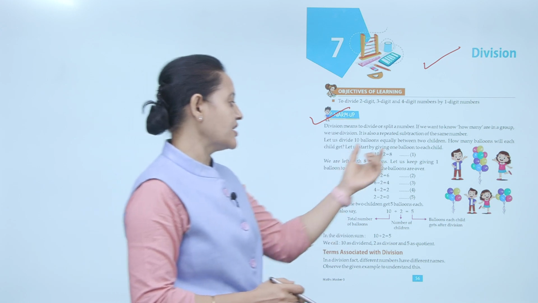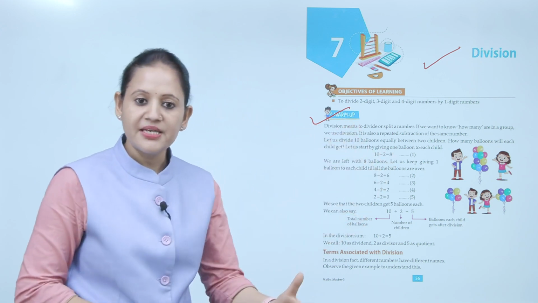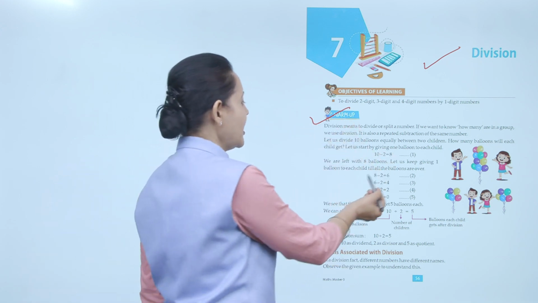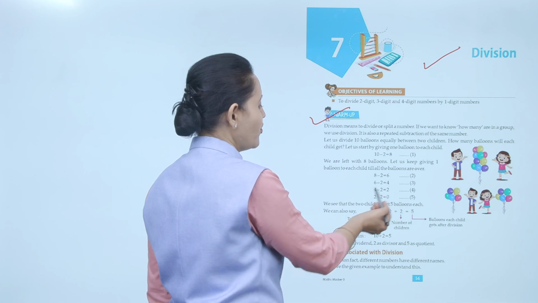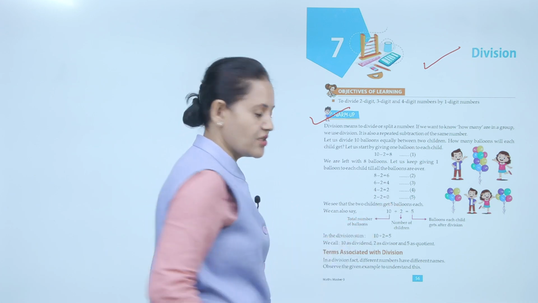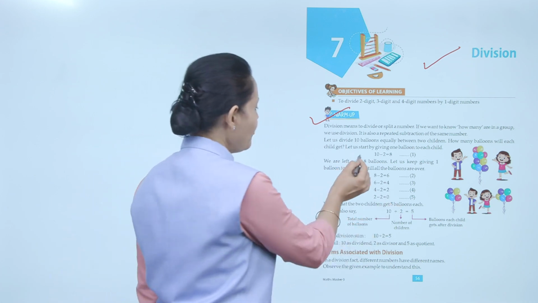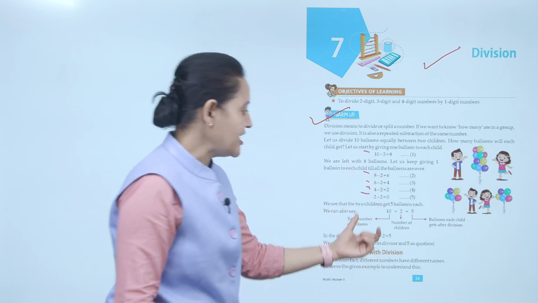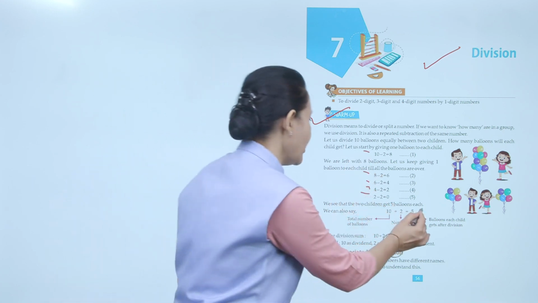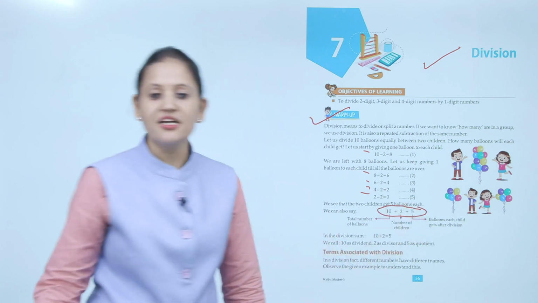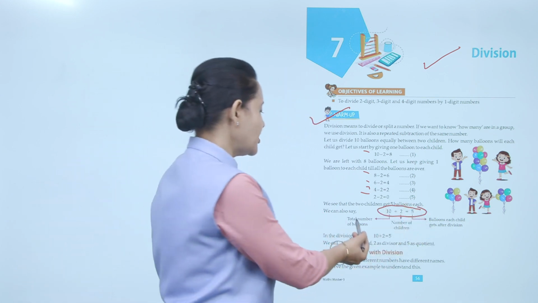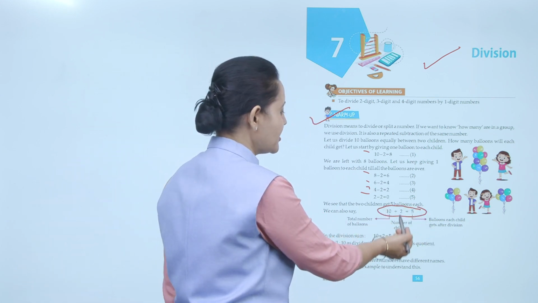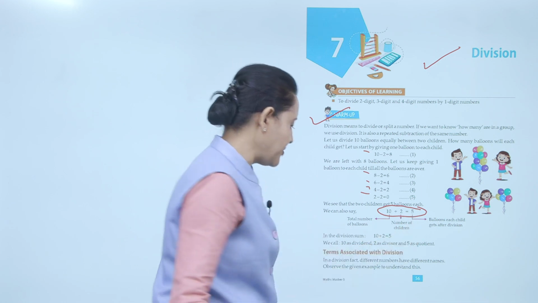So 10 minus 2, that is 8. So we'll keep subtracting till we get 0. Then 8 minus 2, 6, 6 minus 2, 4, 4 minus 2, 2, 2 minus 2, 0. So how many times have we subtracted? 1, 2, 3, 4, 5. So 10 divided by 2 equals 5. So each child will get 5 balloons. Total number of balloons 10, number of children 2, each child will get 5 balloons.